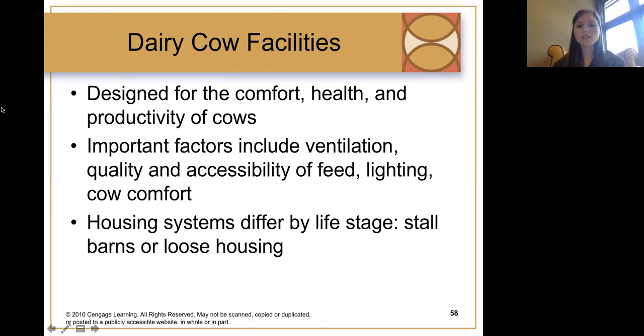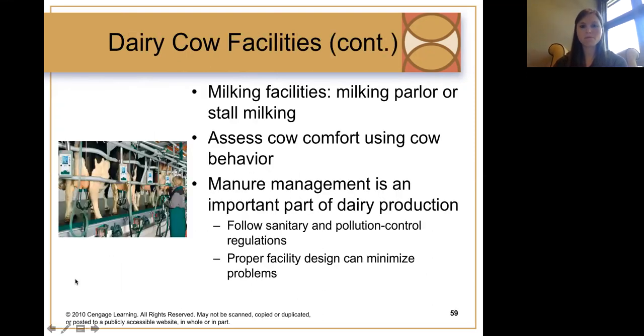The dairy cow facilities are designed for the comfort and health and productivity of the cows. Important things to consider are ventilation, quality and accessibility of feed, lighting, and cow comfort. And housing systems can actually differ by life stage. So you may have stall barns, or you may have loose housing. So this is just a picture of a milking facility that might be fairly common in the industry. So you have milking parlors, and you can have stall milking. So you can assess cow comfort using the cow's behavior as a guide.